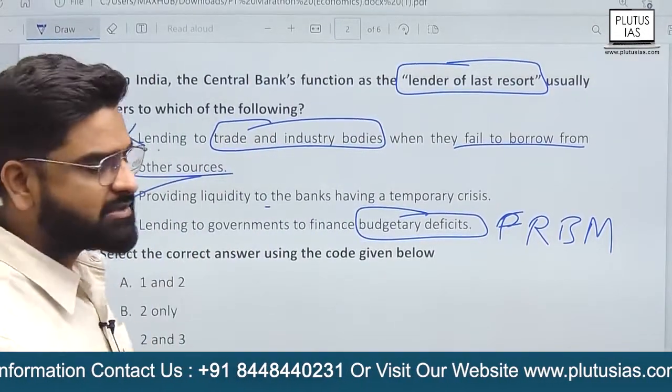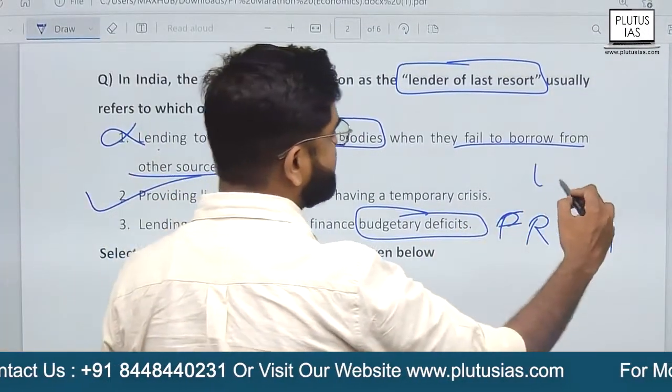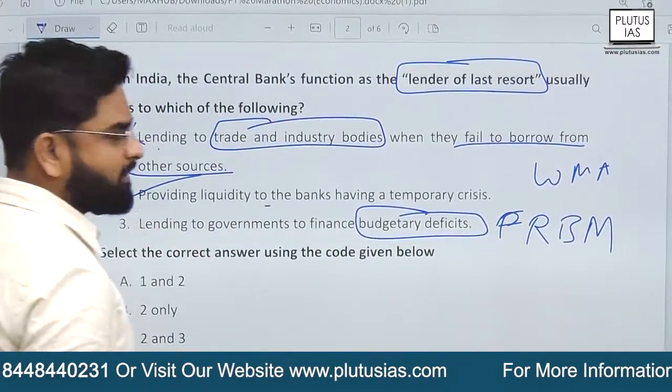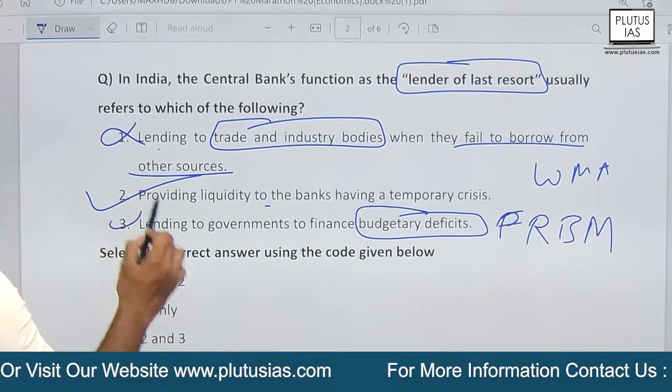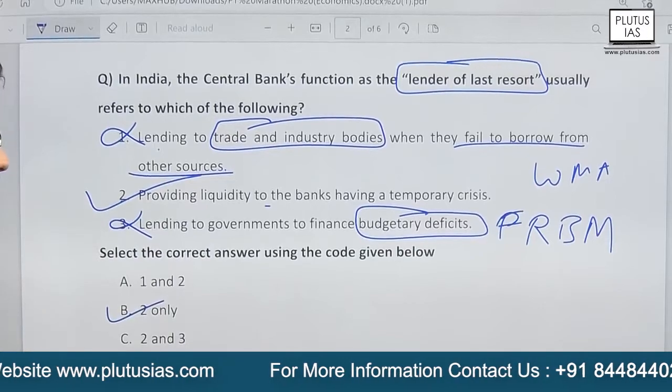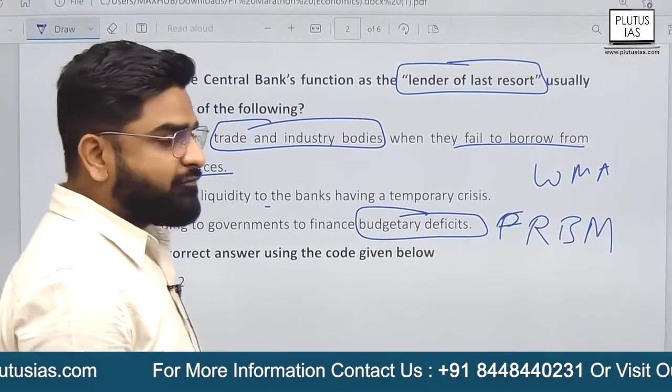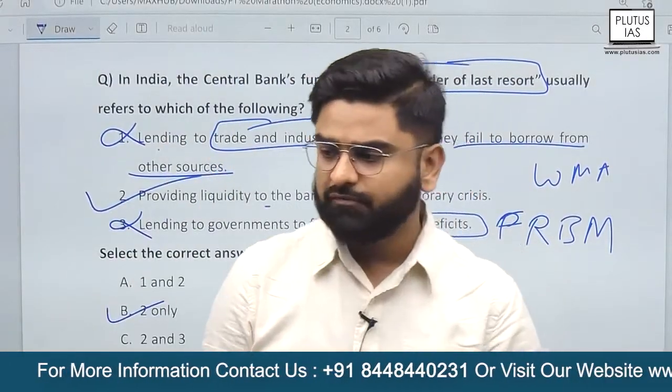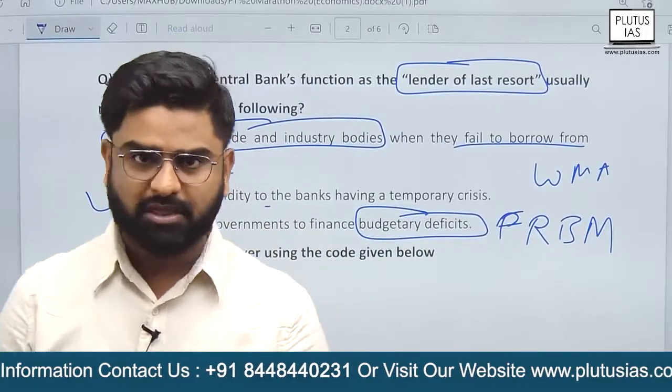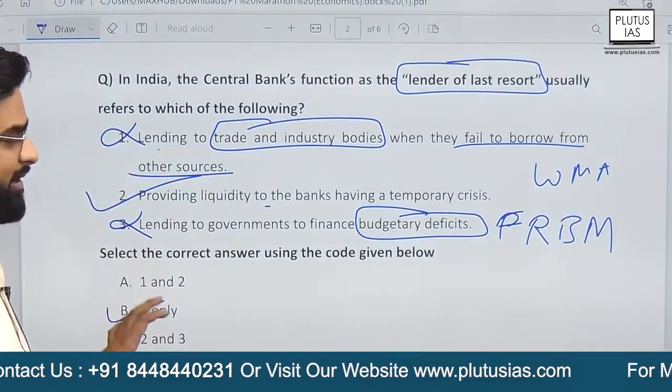Other things it can lend for through a mechanism I told you, ways and means advance. Okay? So this statement is also wrong. So the answer is B. But for your sake, I would suggest this is such a question. You know it, attempt it. There is no large room to play here.